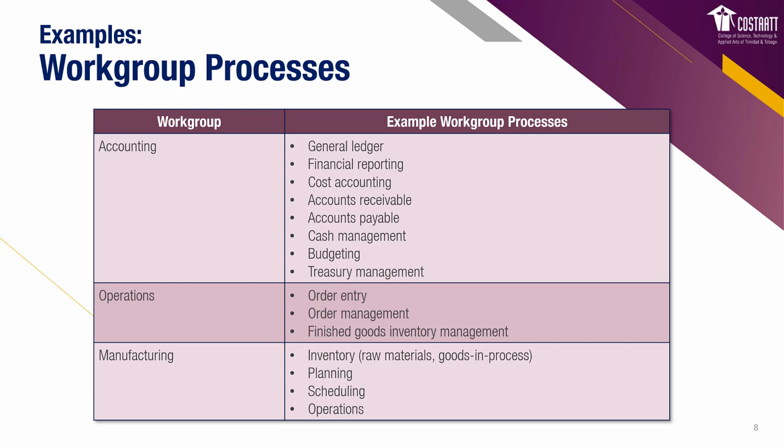Manufacturing will include, of course, inventory, which would include raw materials in stock as well as goods in process that you've already started the manufacturing on but have not finished. We have, of course, planning, scheduling, and operations.